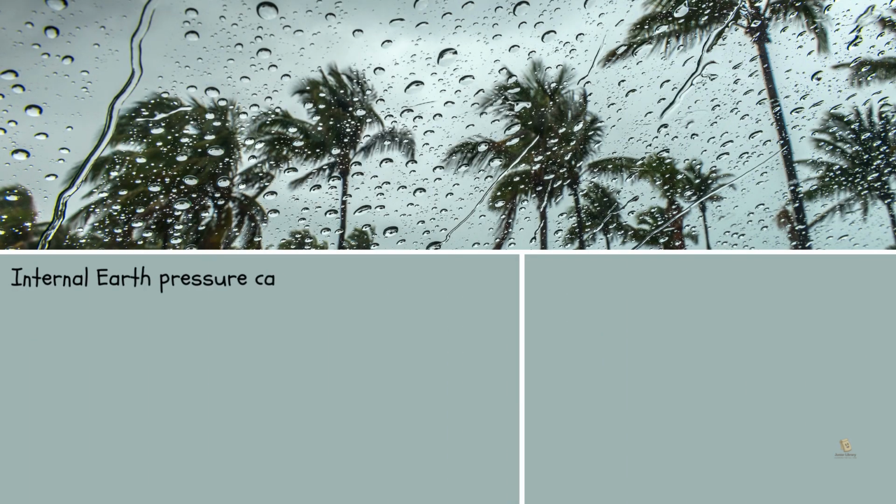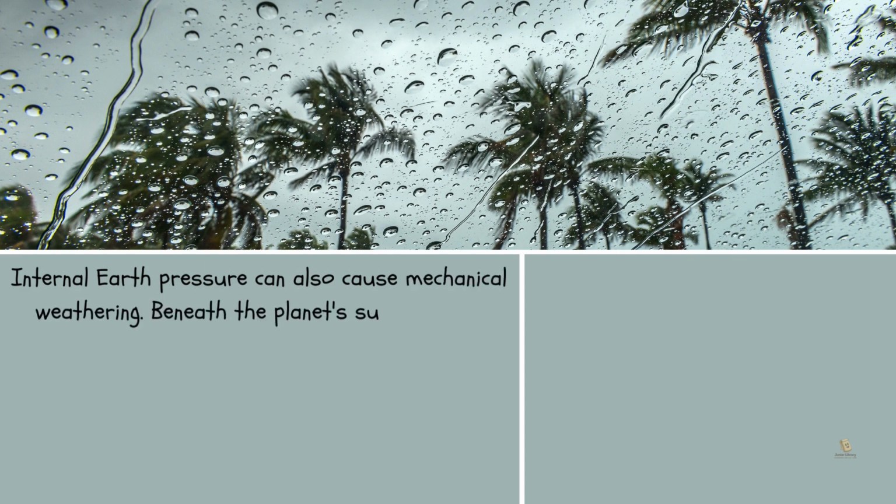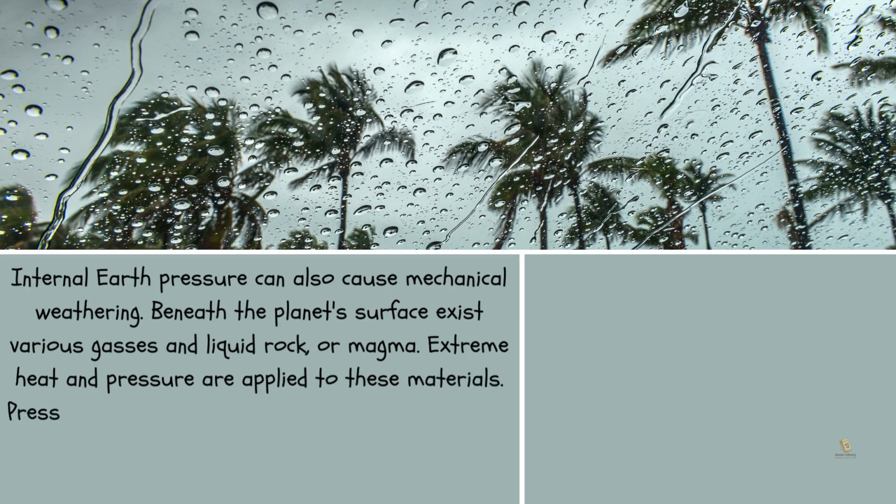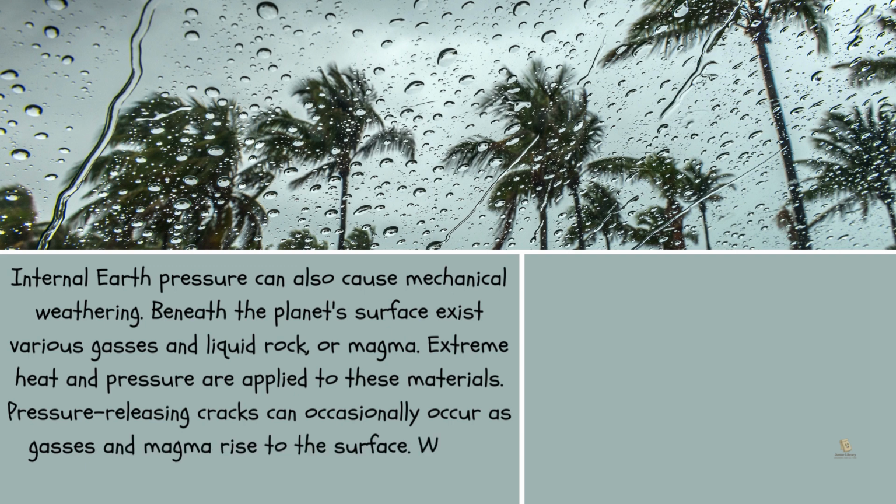Internal earth pressure can also cause mechanical weathering. Beneath the planet's surface exist various gases and liquid rock, or magma. Extreme heat and pressure are applied to these materials. Pressure-releasing cracks can occasionally occur as gases and magma rise to the surface. When a volcano erupts, it does just that.